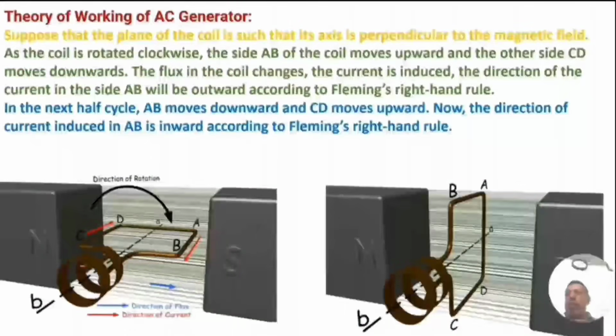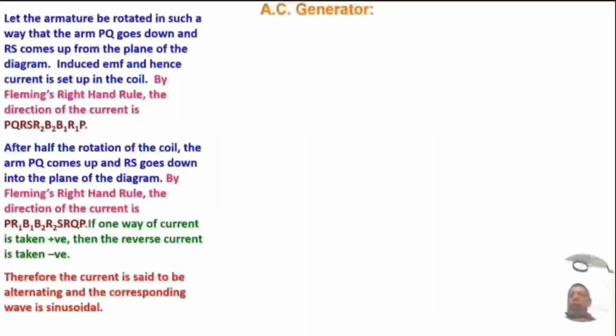Theory of working of the AC generator. Suppose the plane of the coil is such that the axis is perpendicular to the magnetic field. As the coil is rotated clockwise, side AB of the coil moves upward and the other side CD moves downward. The flux in the coil changes and current is induced. The direction of the current in side AB will be outward according to Fleming's right-hand rule. In the next half cycle, AB moves downward and CD moves upward. Now the direction of the current induced in AB is inward according to Fleming's right-hand rule.